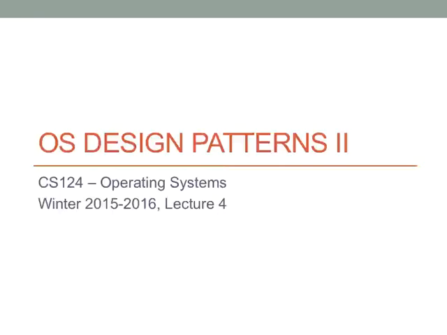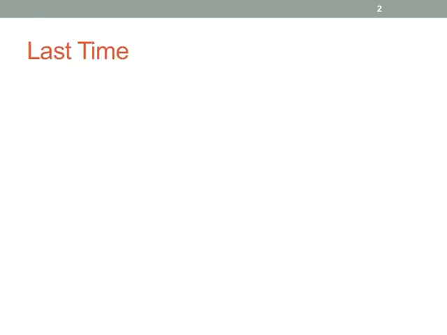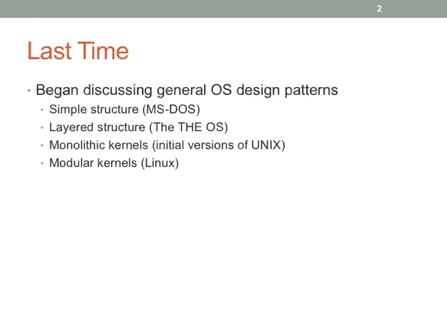We'll get back into the operating system design patterns discussion, which we had started last time. And remember, we covered several different approaches that were kind of unappealing. So we had simple structure, which is basically to say no structure, and MS-DOS is a great example of that. There's interesting details in the background of MS-DOS as well. If you're curious, you can go look at the history of that.